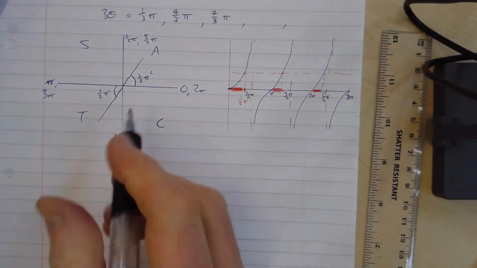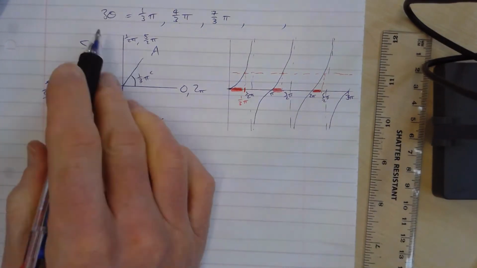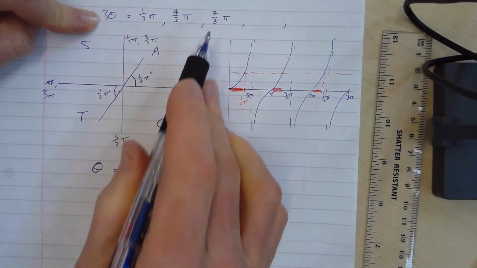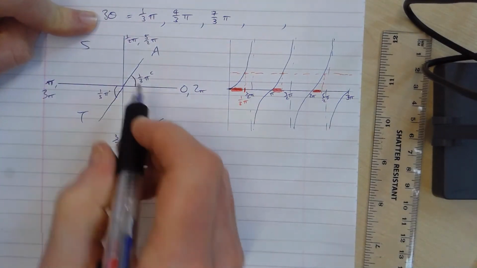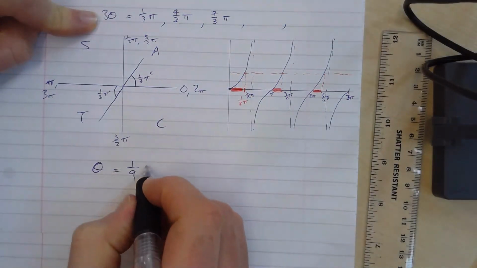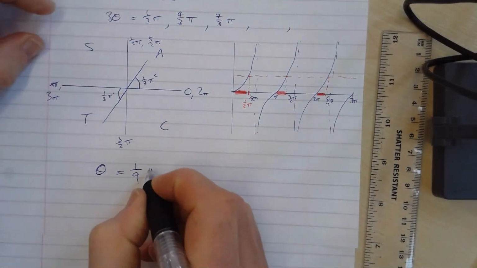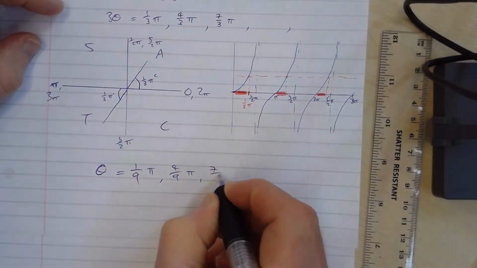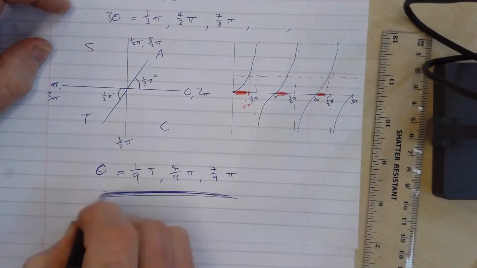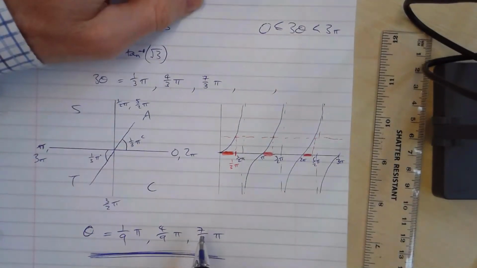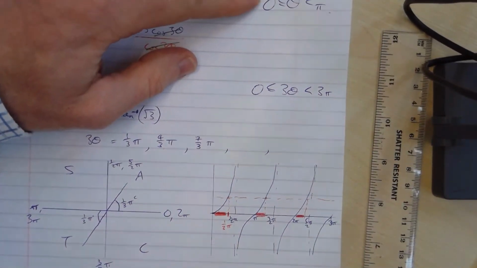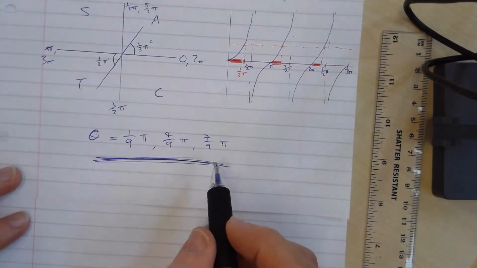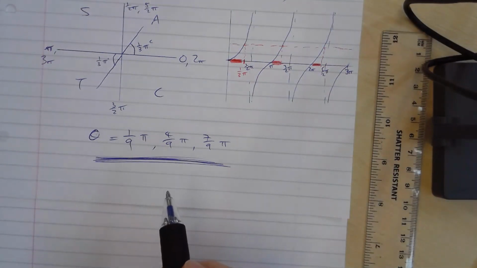Final step then is to divide by 3 here. So if 3 theta equals 1/3 pi, 4/3 pi, and 7/3 pi, then 1 theta equals each of these divided by 3, so that's 1/9 pi, 4/9 pi, and 7/9 pi. And they're all between 0 and pi, which was the original domain given in the question. So we were okay with that. Okay, so they're all there. That's the end of question 3.